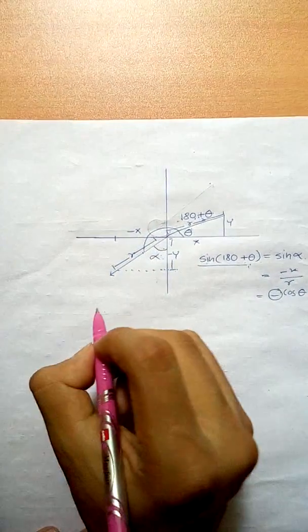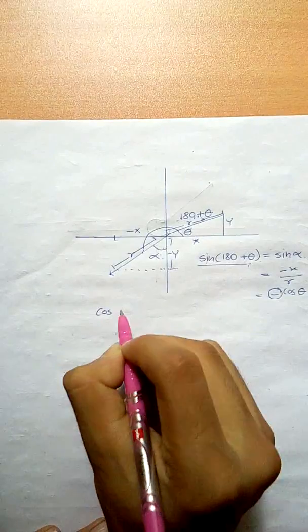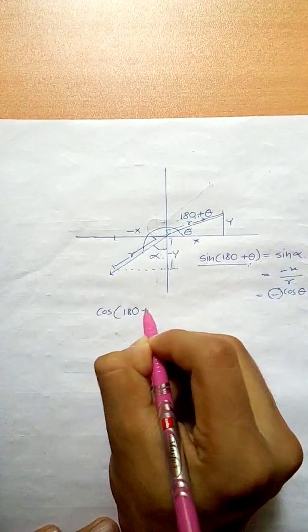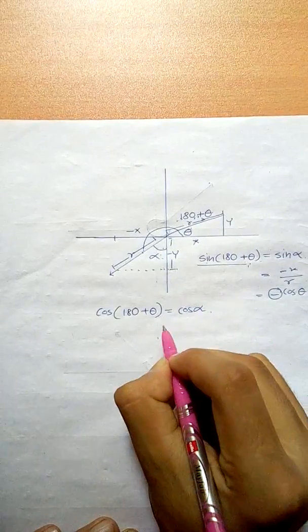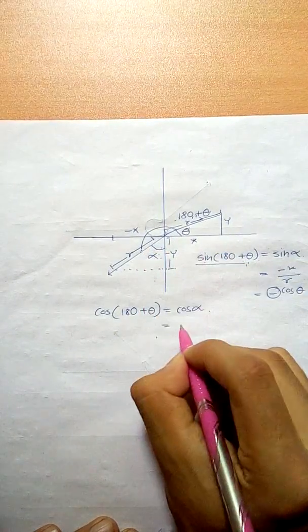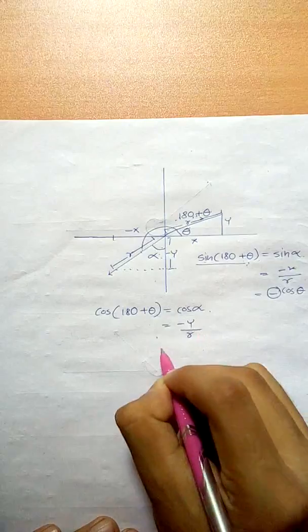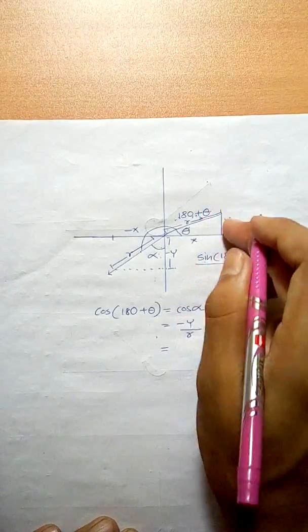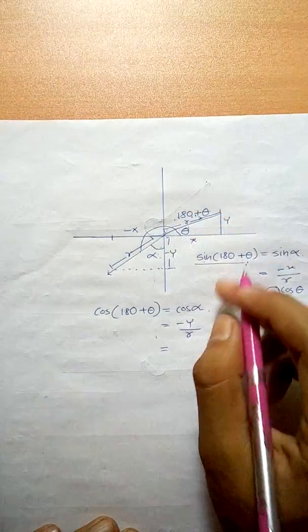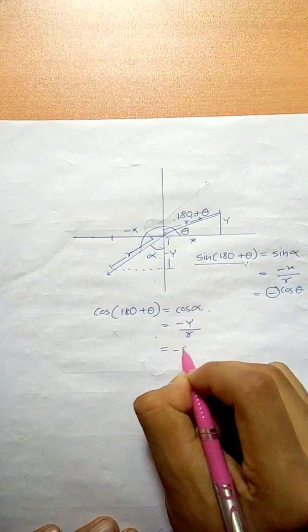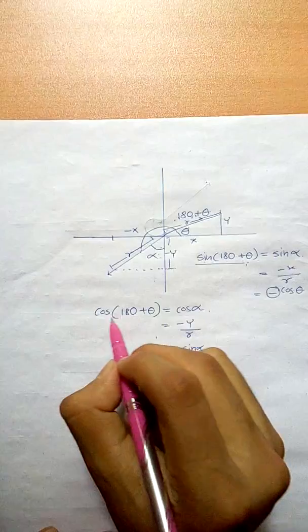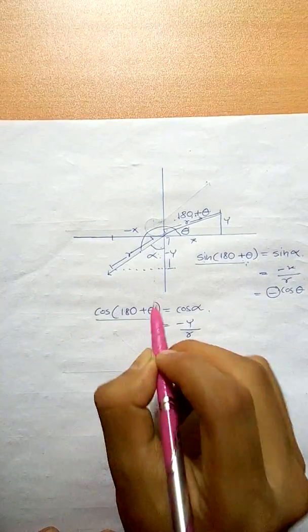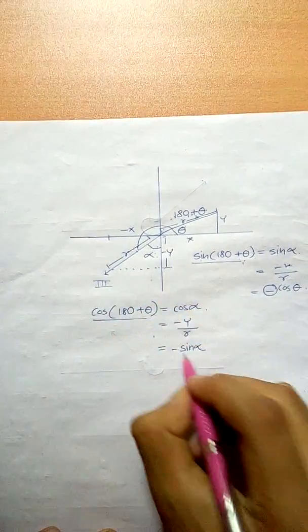Okay. Similarly, cos 180 plus theta is equal to cos of alpha. Cos of alpha means minus y by r. What is y by r in this triangle? Y by r is minus of sine of alpha. This also states that any angle with cos in the third quadrant is also negative.